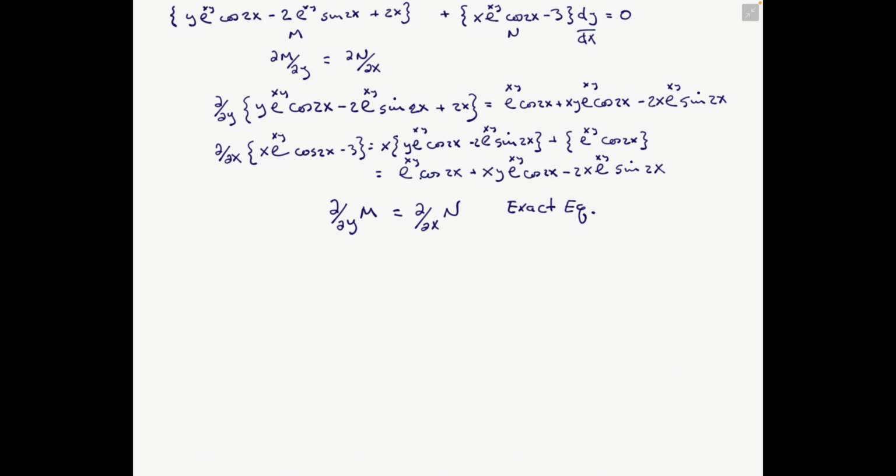So now all we have to do is find the function f of x, y that's equal to c, and that would be equal to the integral of, let's bracket that, y e to the xy cos 2x minus 2 e to the xy sine of 2x plus 2x dx plus h of y. And in our previous videos, we showed that this function is analogous to the arbitrary constant of integration.